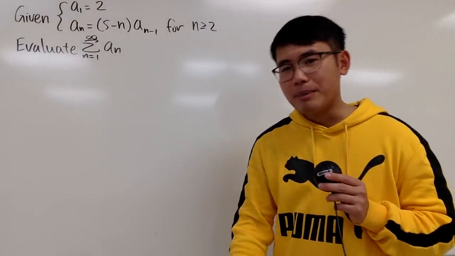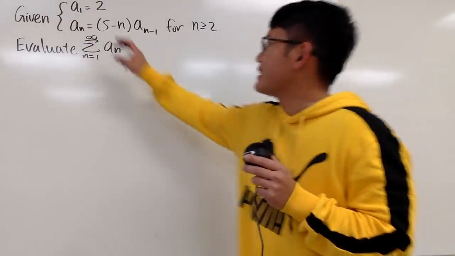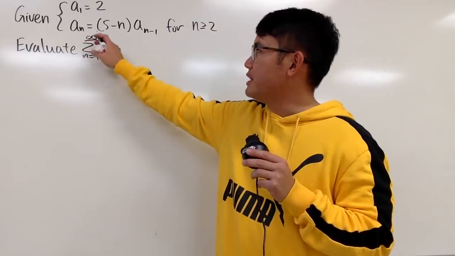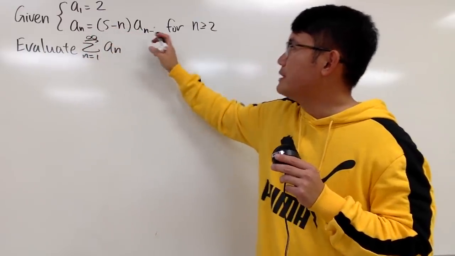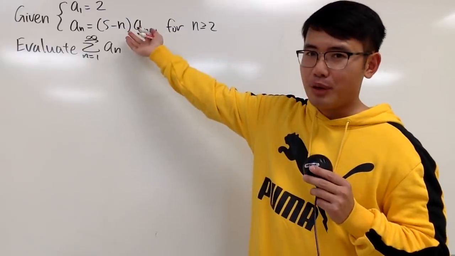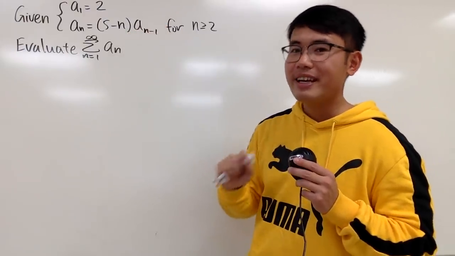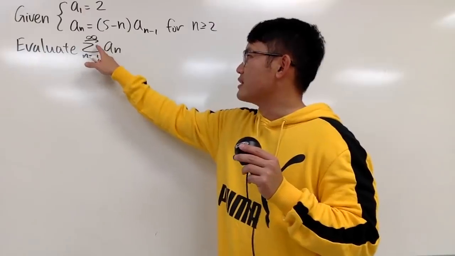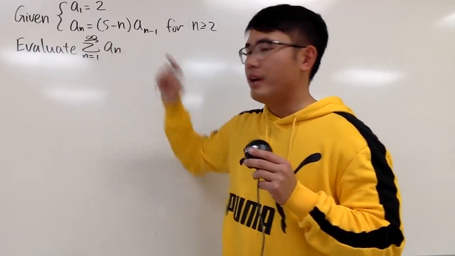Okay, another question on my Calculus 2 final exam. Here we are given that a1 is 2, and then a_n is equal to (5 minus n) times a sub n minus 1 for n greater than or equal to 2. So we have a recursive formula for this sequence, and then we are going to calculate the sum as n goes from 1 to infinity of a_n.